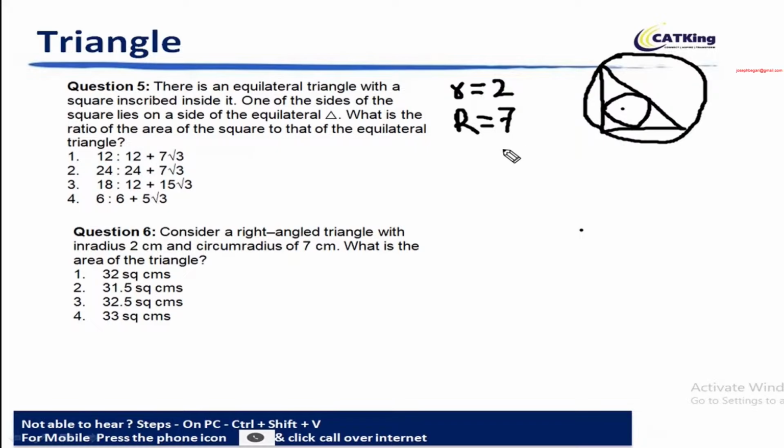So in case of a right angle triangle, the center of the circumcircle lies on the hypotenuse, and it is also the center of the hypotenuse. Right? So if the circumradius is 7, then hypotenuse will be 14.